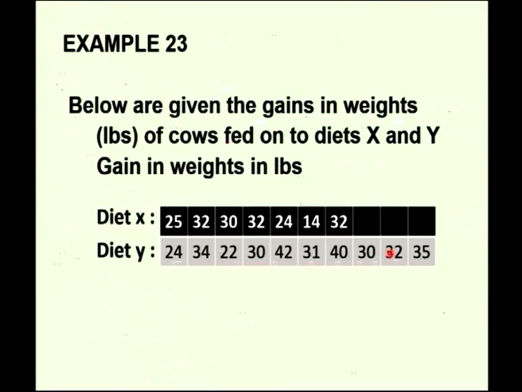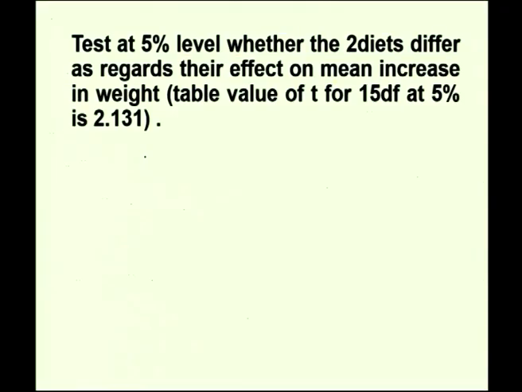Again, the basic identification is you have to use the T test for difference of means, because two samples are given. One is a sample of cows fed with diet X and another is a sample of cows fed with diet Y. Then you are asked to verify whether the diets differ with respect to their effect on the cows. Since it is a difference of means, we have to use a student's T test for difference of means with respect to small samples. Now we shall start with step 1, the solution.